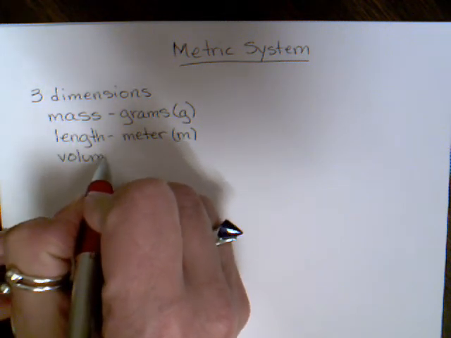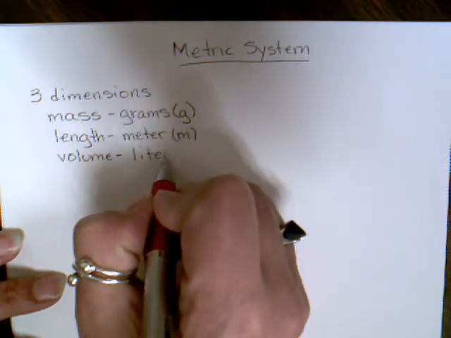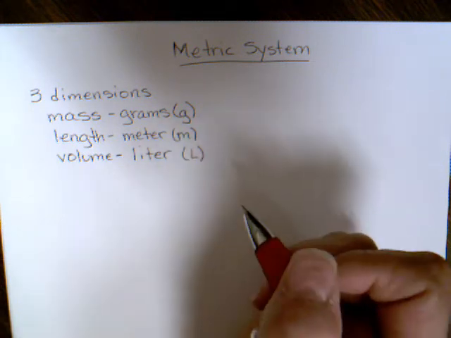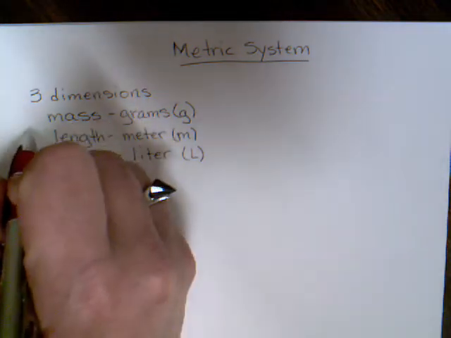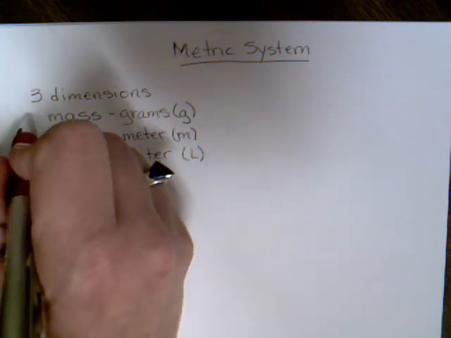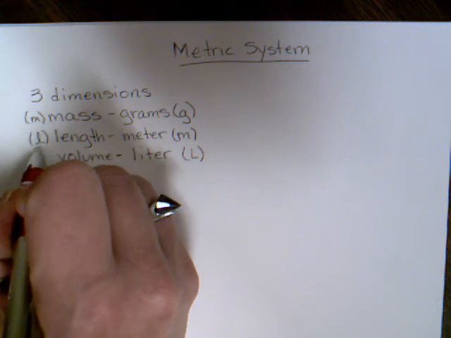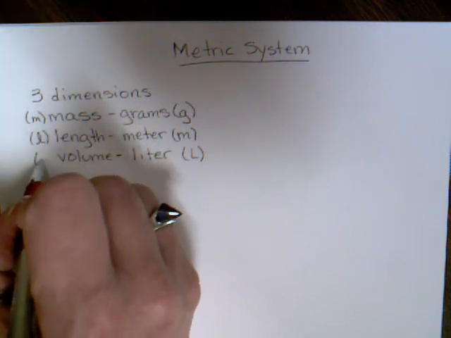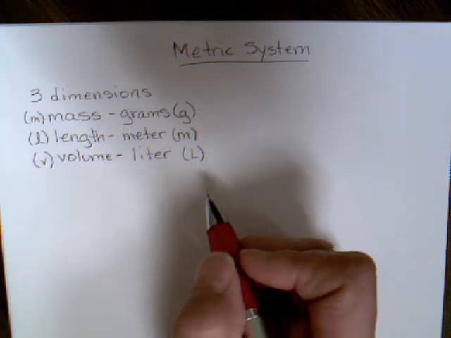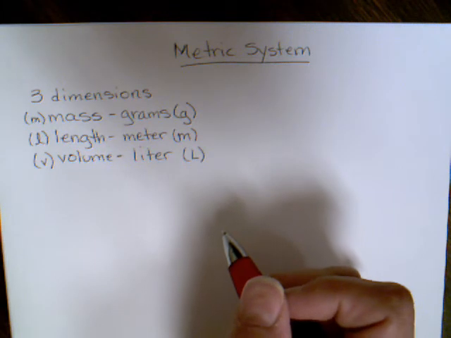And then there's volume. The SI unit for volume is the liter. We symbolize it with a capital L. We also use symbols as far as the 3 dimensions are concerned: M for mass, a cursive L for length, and a V for volume. Those will become used for other things as well later on in these notes.